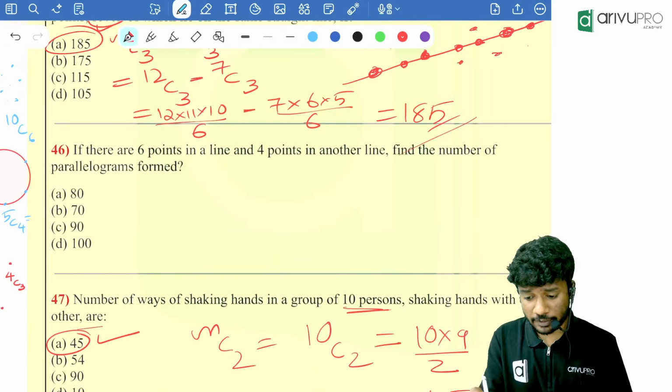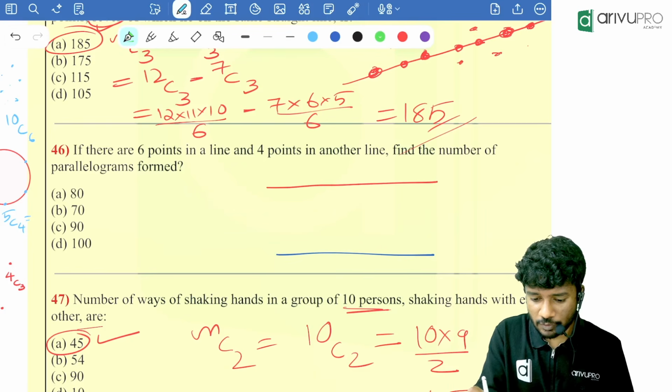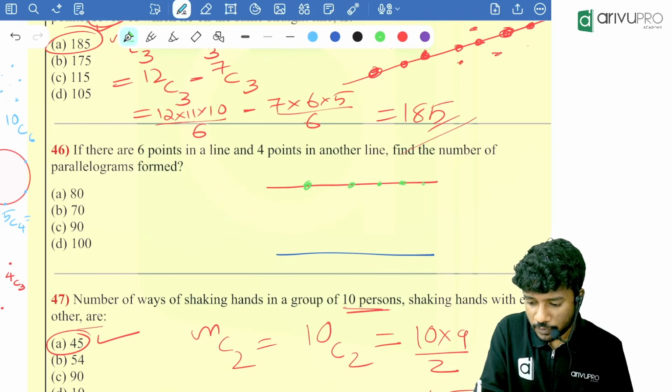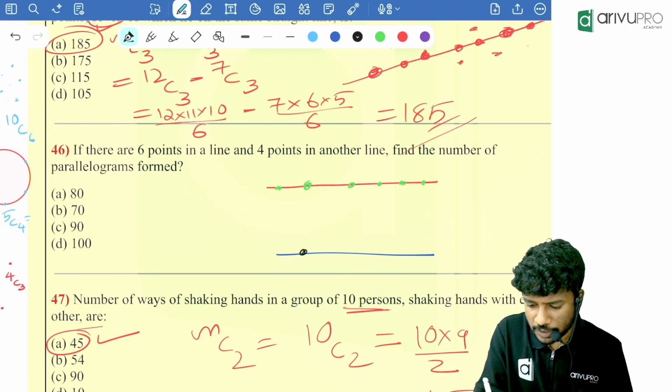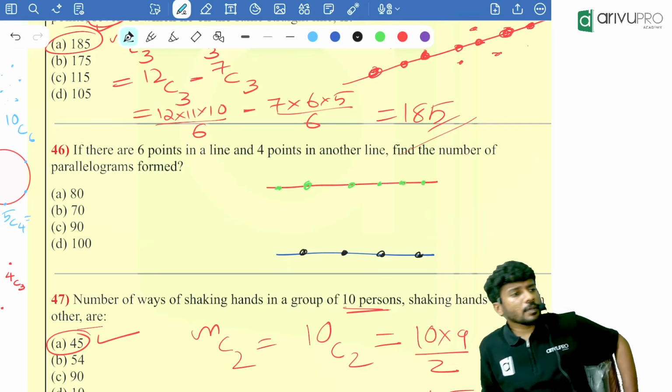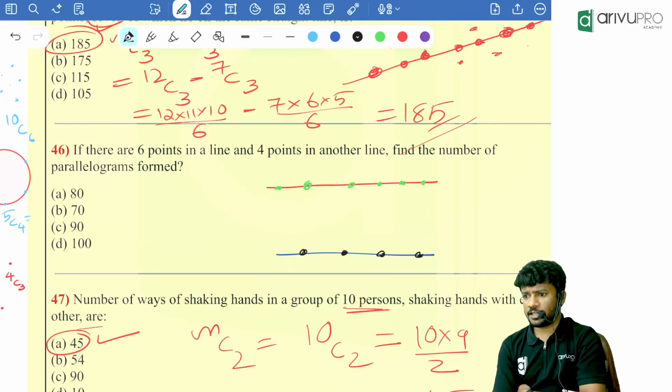If you want, I will draw a line for you. Okay. One line is there. Then another line is there. There are 6 points, 1, 2, 3, 4, 5, 6. In another line, 4 points, 1, 2, 3, 4. How many parallelograms can be formed? In total, how many points are there? 10 points are there. For a parallelogram, we require how many points? 4 points. Based on that, can you answer the question?